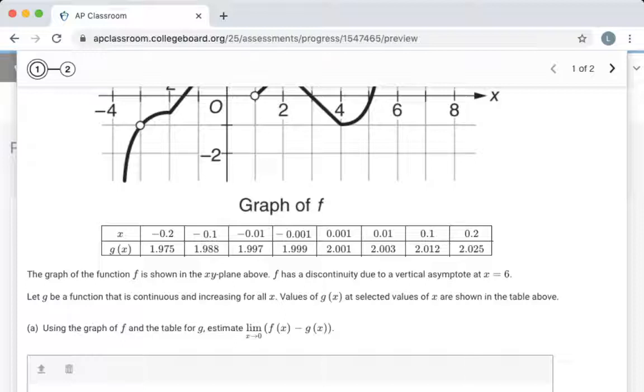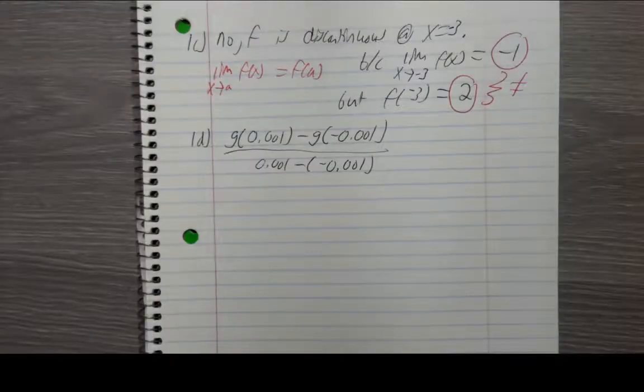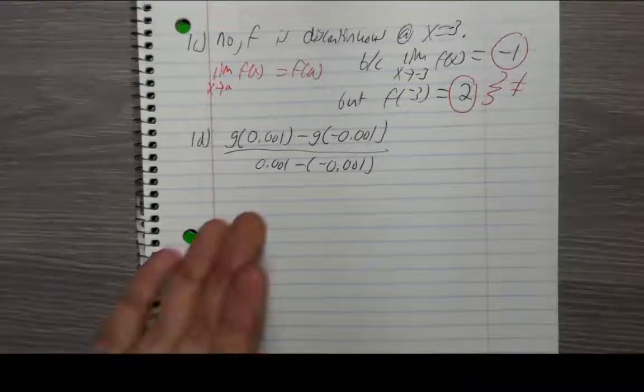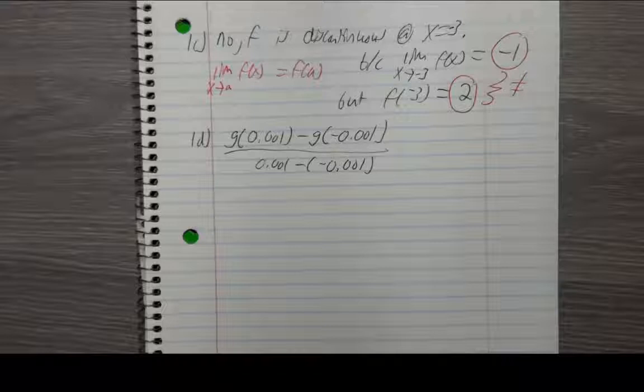All right, sorry, I keep forgetting. You probably have to see my work. All right, so this is the difference quotient we would write. g of 0.001 minus g of negative 0.001 divided by 0.001 minus negative 0.001. And that's y2 minus y1 over x2 minus x1. It's slope. It's something you've been doing since Algebra 1.